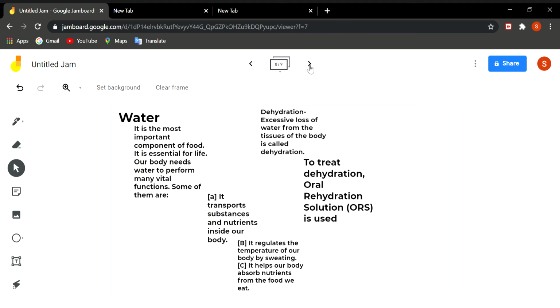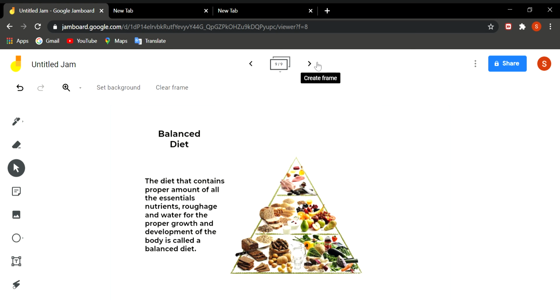What is the full form of ORS? Oral rehydration solution. It can be prepared by mixing a pinch of salt, sugar and some lemon juice in a liter of water, and this is a good source of rehydration. Okay, then what is a balanced diet?